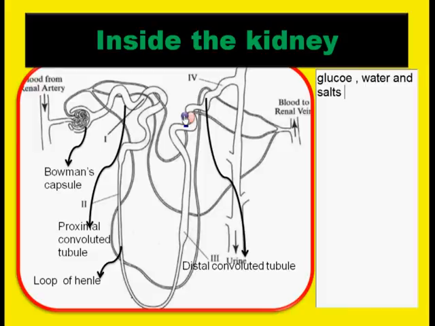Water, glucose, and salts. So water, glucose, and salts now is being reabsorbed from the blood capillary and is going into what? Back to the filtrate. Good. So the glucose and the water leaves the blood capillaries and returns to the filtrate at the distal convoluted tubule.